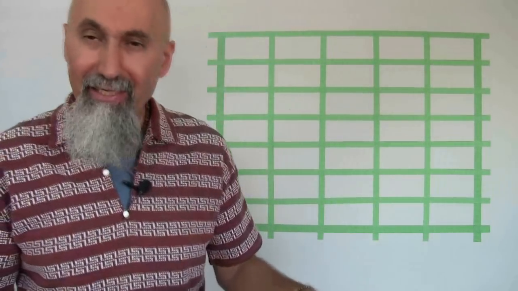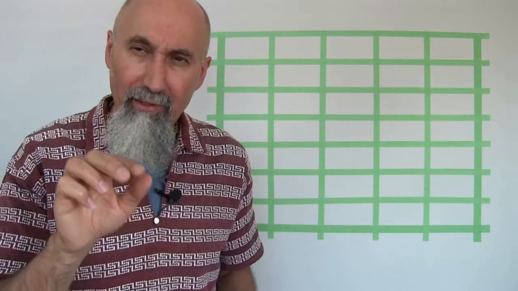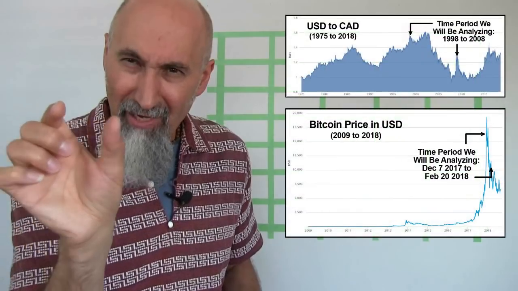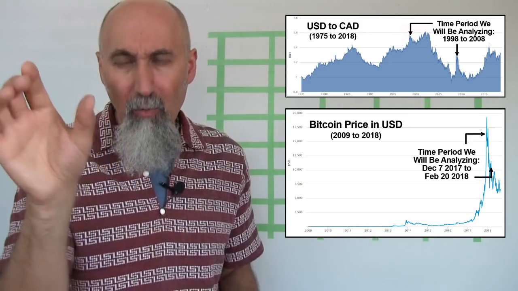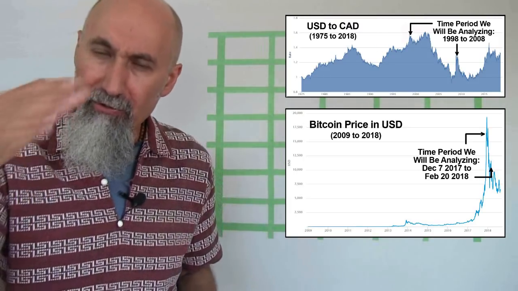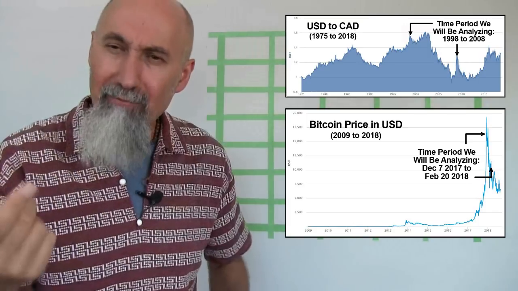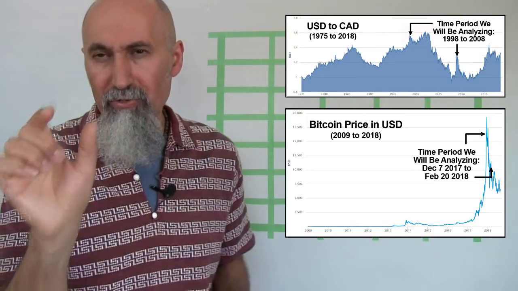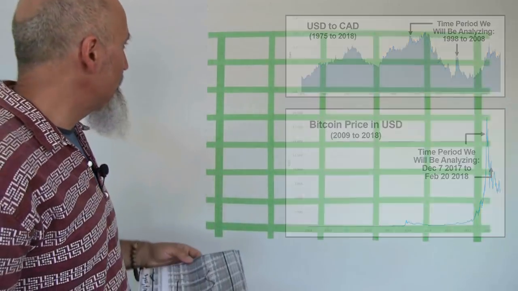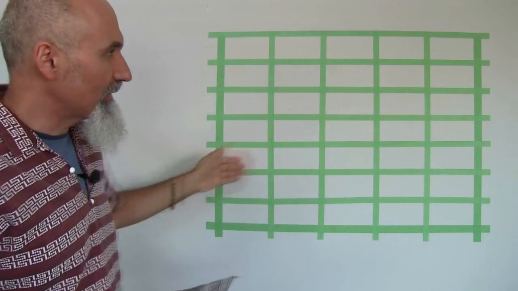What I ended up doing is taking a look at two data sets, okay? One of them is US dollars relative to Canadian dollars, and the other data set I looked at was US dollars relative to Bitcoin, okay? Now, we're going to take a time period for US dollars versus Canadian dollars and look at what happened with the exchange rate between US dollars and Canadian dollars during a certain period of time. And we're going to do the same thing for Bitcoin. We're going to look at how the price of Bitcoin varied relative to US dollars over a certain period of time.